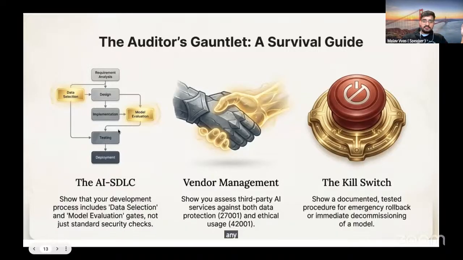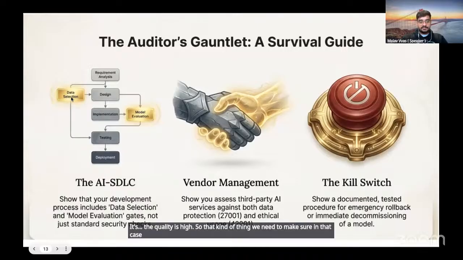Any mistake in AI is going to have a drastic butterfly effect on everyone. So as auditors, it's our job to make sure that data selection, which is a really huge part of the software development life cycle, is done well. When a database is collected for the AI model, we should make sure that data does not have any bias. It's not corrupt. The quality is high. That kind of thing we need to make sure of.